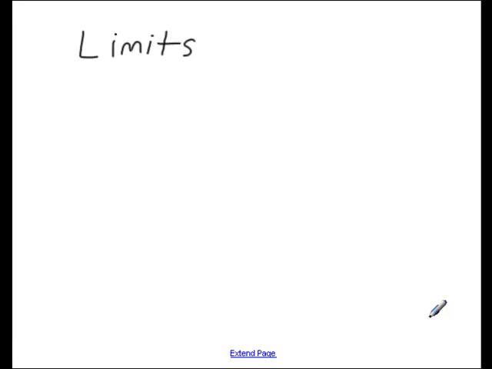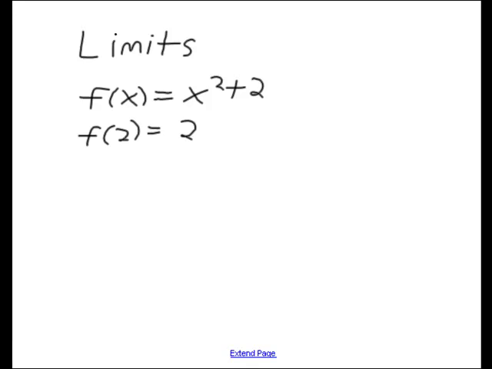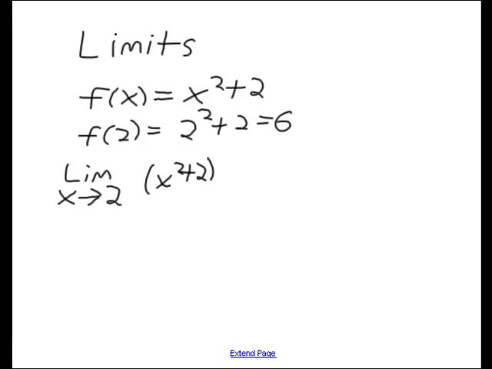And to make that a little more concrete, let's see an example here. If we have f of x equals x squared plus 2. If I said, what is f of 2? You would just plug 2 in and you'd say that's 2 squared plus 2, which would be 4 plus 2, 6. Well, if I ask you about limits, we'll say, what is the limit as x approaches 2 of x squared plus 2? And again here we would plug it in. We'll say, okay, that's 6.